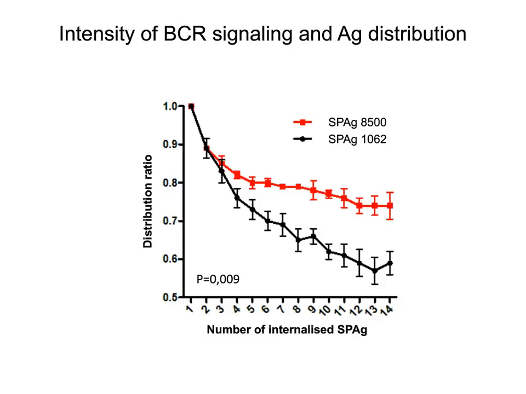depending whether they were SPAG 8,500 or SPAG 1,000. And as you can see here, the antigen distribution ratio is higher for the B cells that have received a stronger BCR signaling, suggesting that indeed, in accordance with our hypothesis, BCR signaling intensity is impacting on the way B cells are distributing antigen inside the endosomal compartment.